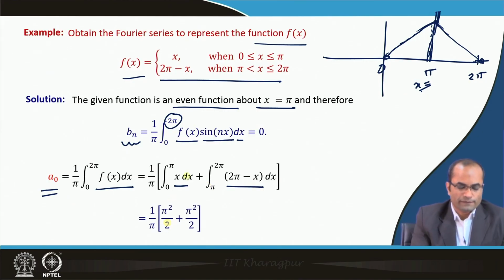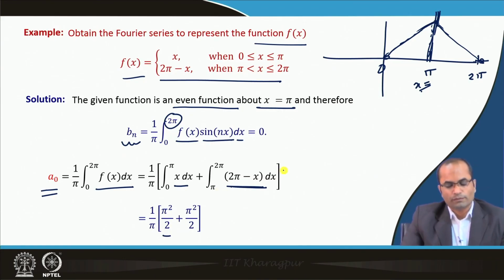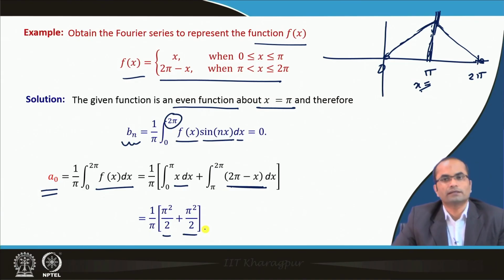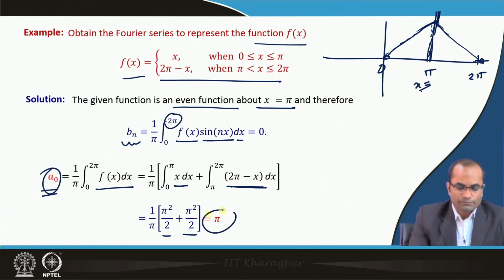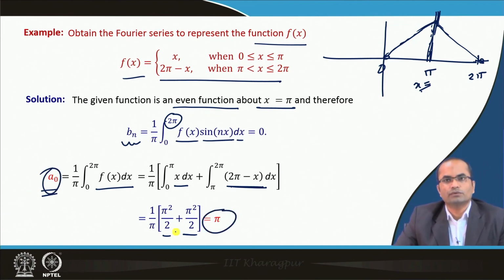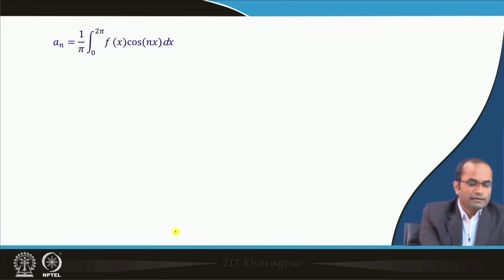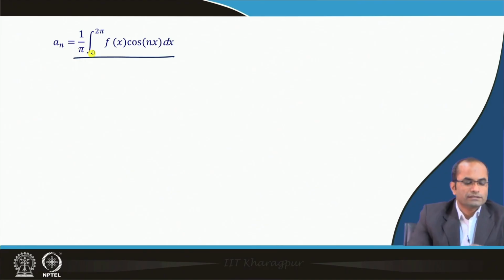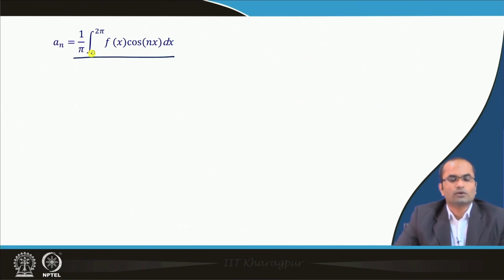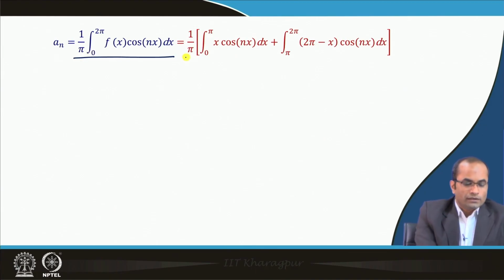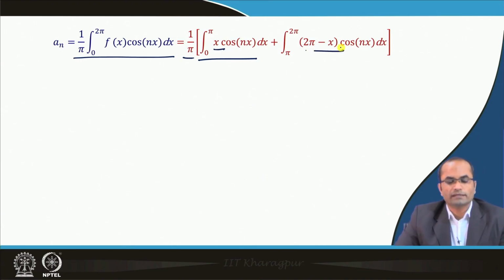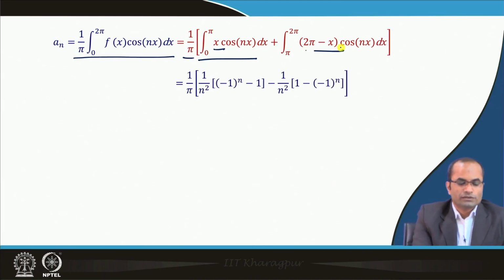So, here we will have x square by 2, meaning pi square by 2, and then here we will have a minus sign with (2 pi minus x) whole square by 2. So, again we will get pi square by 2, and as a result we are getting pi. So, a naught we have computed as pi, and then we can compute a n as well with the formula 1 over pi, integral from 0 to 2 pi of f(x) cos n x dx. In this case again from 0 to pi it is x, and from pi to 2 pi it is 2 pi minus x. So, we can again simplify these results, which will give us the following.